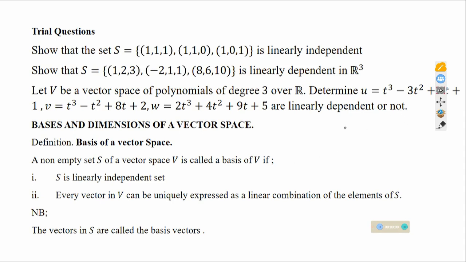In today's lecture, we shall be talking about what we call the bases and dimensions of a vector space. So to talk about the basis of a vector space, you need to recall the concept of linearly independent vectors and what we call a spanning set. We shall be using the two to talk about the basis of a vector space.